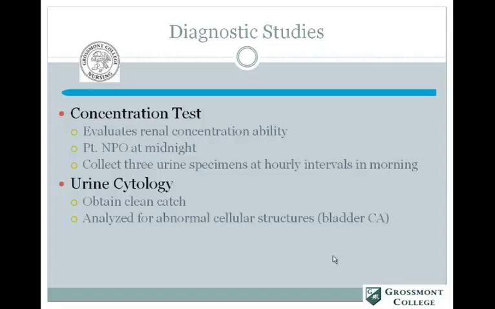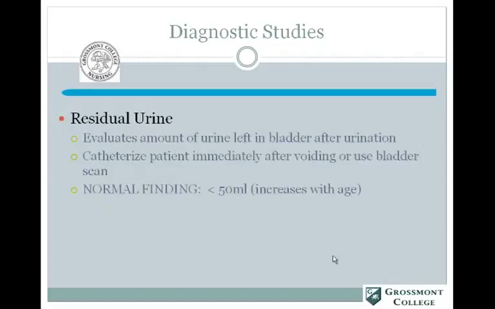Urine cytology. This is a clean catch, and this is where they're going to look for evidence of cancer or abnormal cells from the bladder or the structures, the urethra perhaps. Residual urine. This is going to determine how much urine is left in the bladder after someone urinates. So you've probably already done this in the clinical setting, where you do a bladder scan.